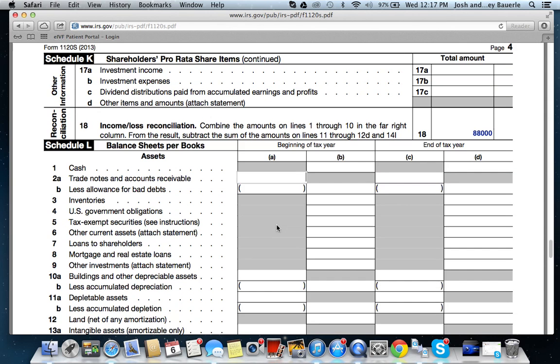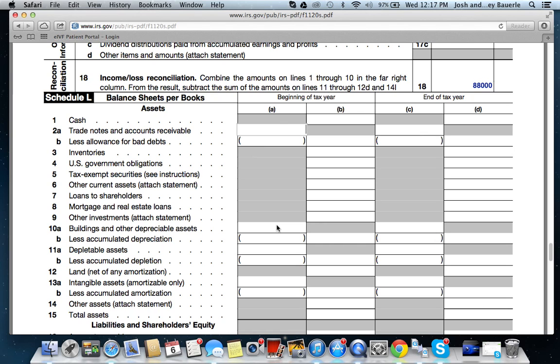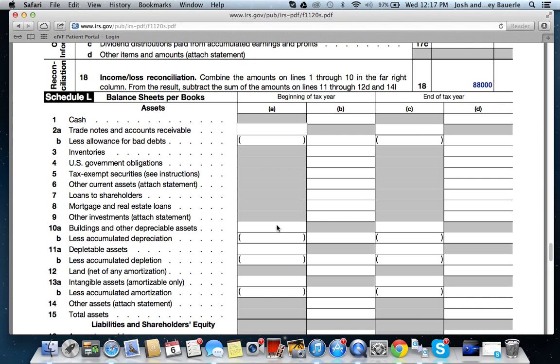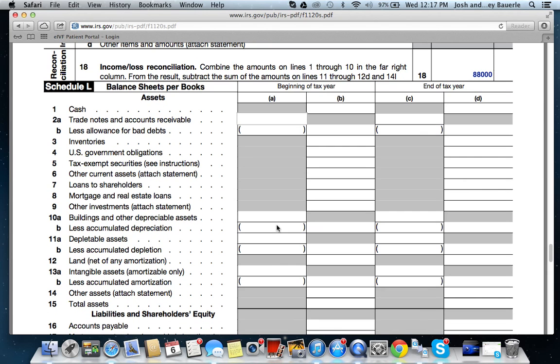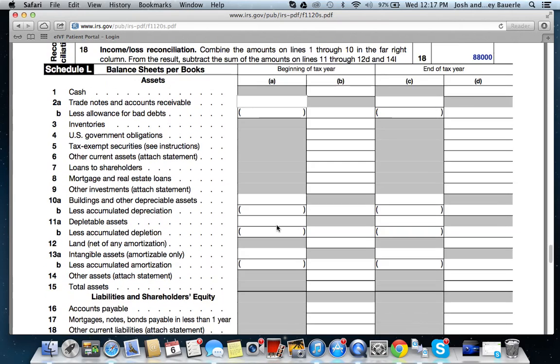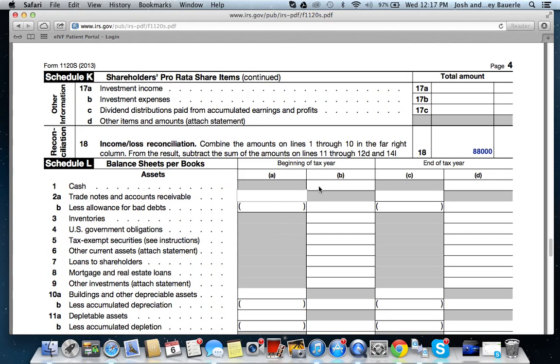Okay, so this is Schedule L. This is the balance sheet. This is what you do not have to worry about if you meet those requirements we talked about. Under $250,000 in gross revenue, under $250,000 in assets. So if you do have to fill this out, it's a little bit of a pain. You're going to have to do both last year's and this year's numbers for it.